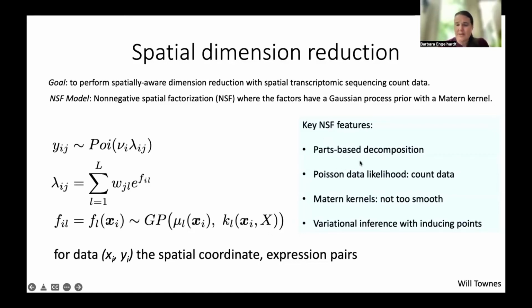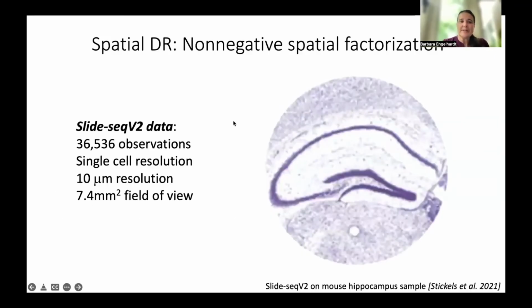A few nice things about our model: it's a parse-Bates decomposition, I won't get into that. They're Matern kernels, so they're not actually that smooth, because a lot of the spatial structure that we see in tissues is not actually that smooth. And we have very fast variational inference with inducing point methods. This is work from a postdoc, Will Towns, in my group, who was successful on the data market this year.